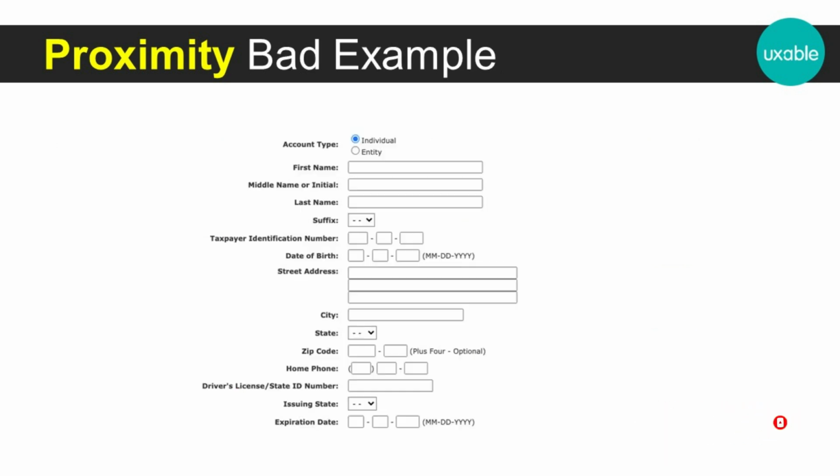Let's look at another example of proximity. In this case, it is a bad example where the form is not segregated into different categories. All the fields are placed next to each other or below each other, not segregated by personal information, contact information, or address information. It makes it very difficult for the user to scan at one go.